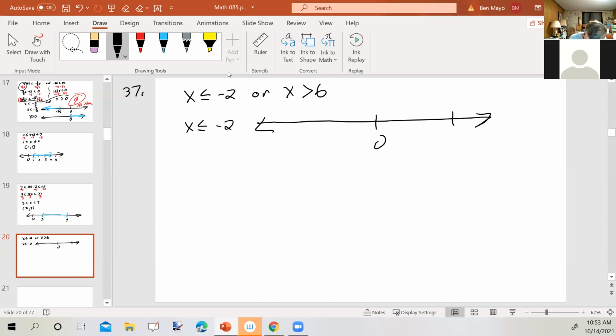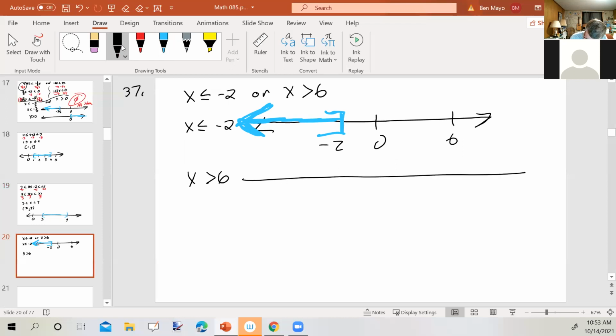Let's see. So this one would look like that. Okay. And then x greater than 6. This one would look like that. Before we finish this problem, I want to talk about the state of Hawaii.